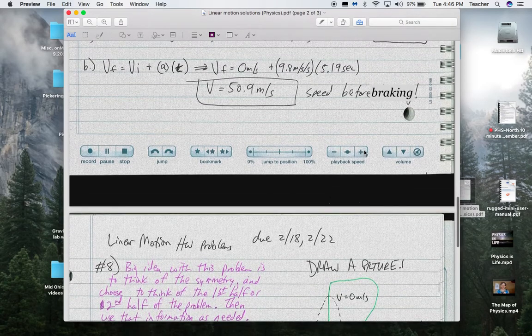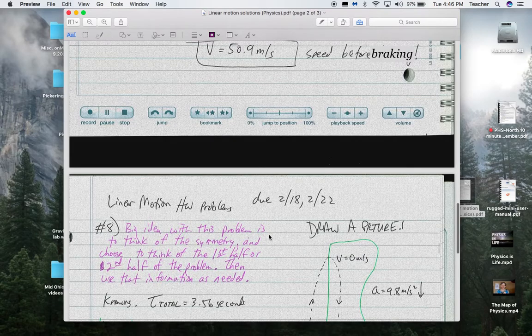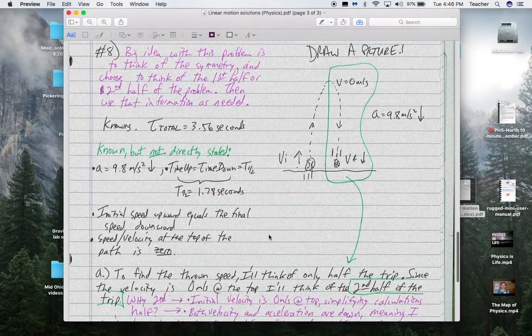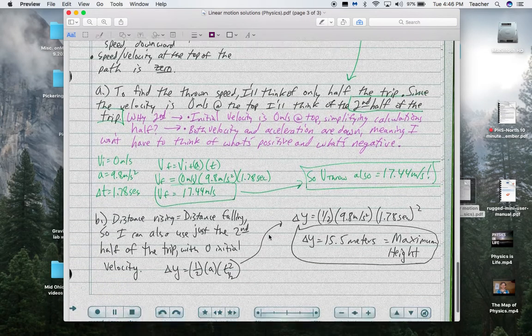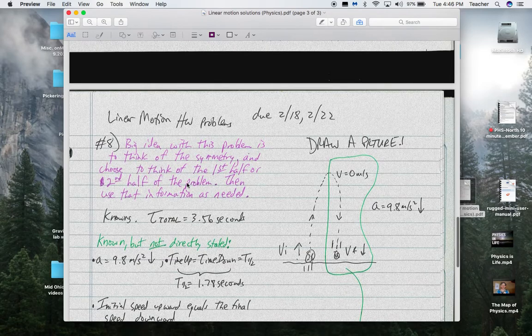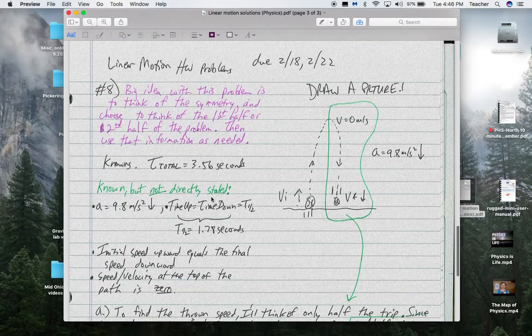Number 8, I wouldn't expect you to know how to do this very much because we're going to get into projectiles. But I think you can do this, and I wrote down a lot of information.